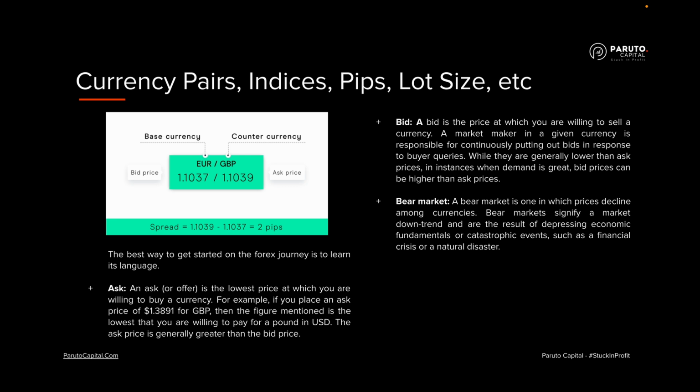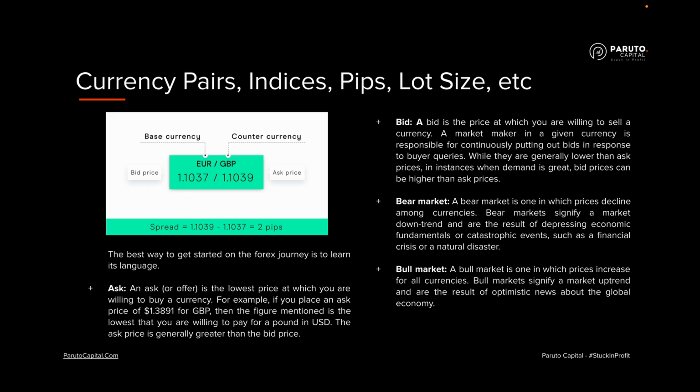So a bear market essentially is one in which prices decline among currencies. For example, when Euro USD is selling hard, you can see, okay, the euro is declining in value, but the USD is actually gaining more strength, right? So bear markets signify a market downtrend and are the result of depressing economic fundamentals or catastrophic events such as a financial crisis or a natural disaster.